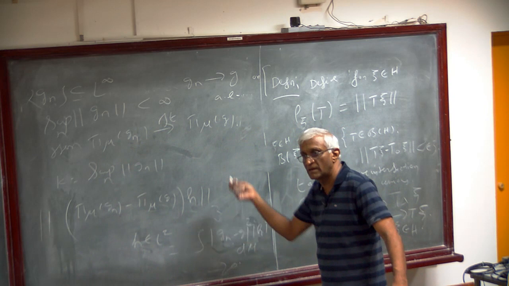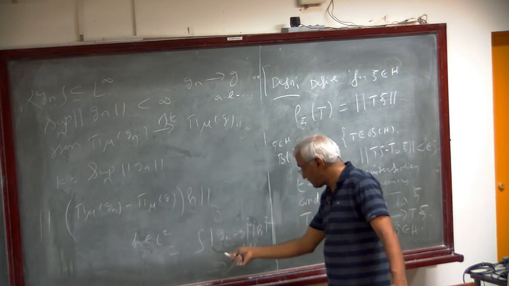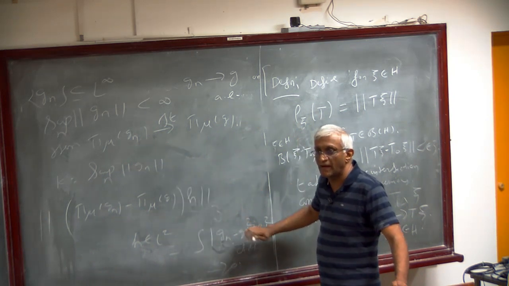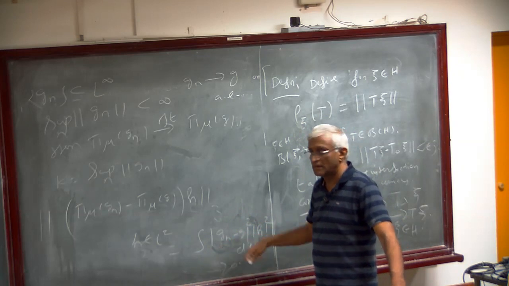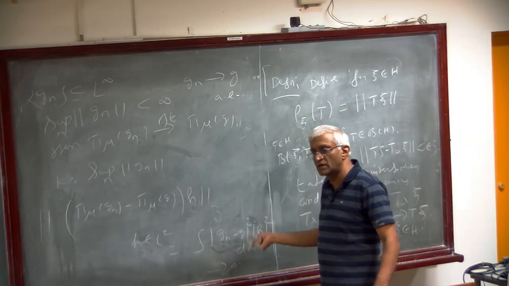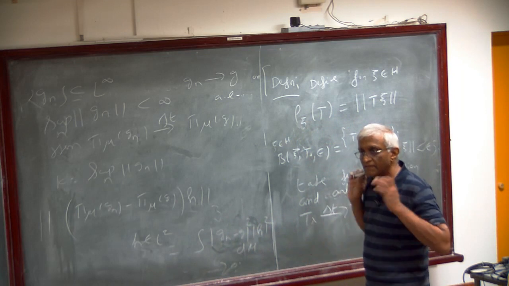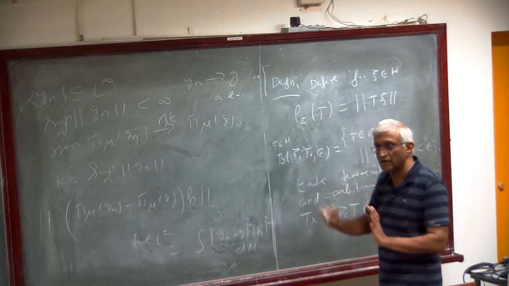And these things are uniformly bounded by some k. So you have a uniformly bounded function which bounds all these things. And this goes to 0, so this goes to 0. So the bounded convergence theorem says that this goes to 0. So we have proved the second part also.